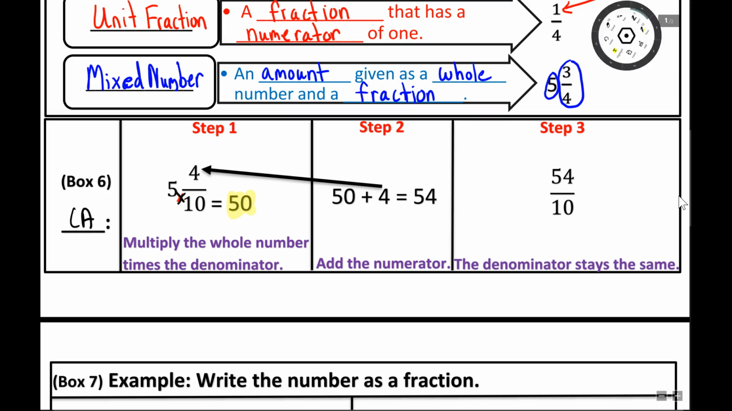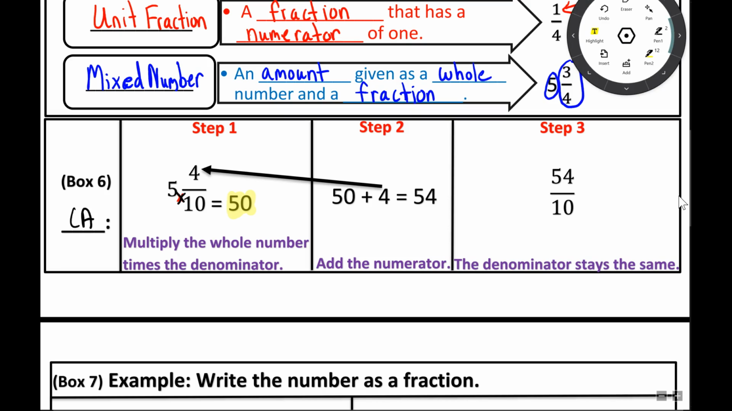Now after we multiply the 5 times 10 to get the 50, we go into step 2, which says add the numerator. So then I need to take the 4, and that's how I got this 4 right here from the top. If you follow the arrow. So then I go 50 plus 4, and I add the numerator. Adding the numerator is saying 50 plus 4. So then I get 54.